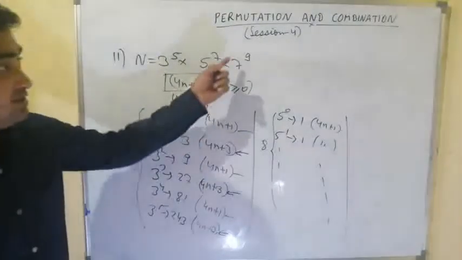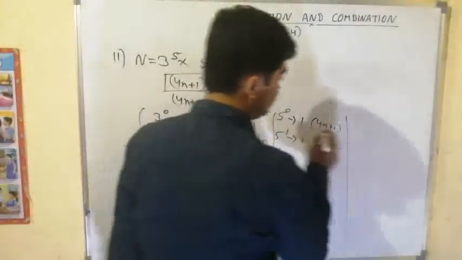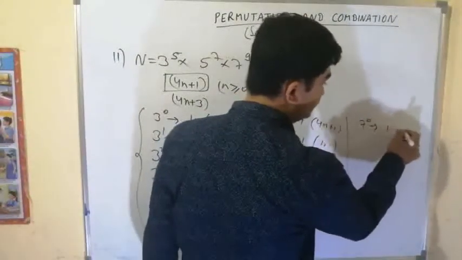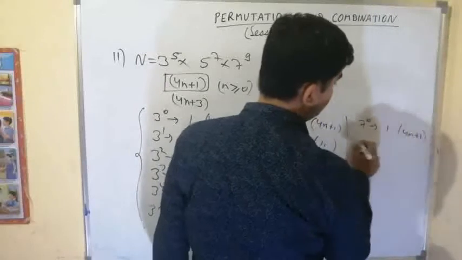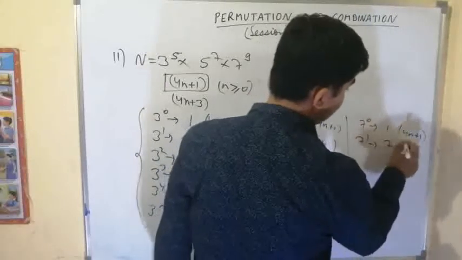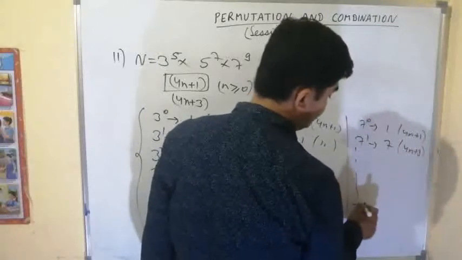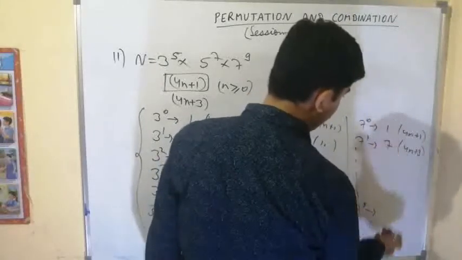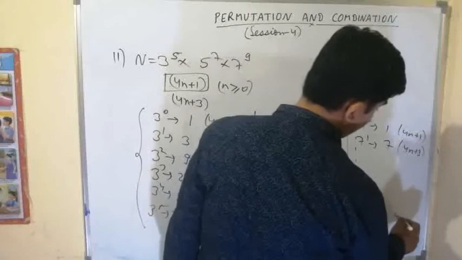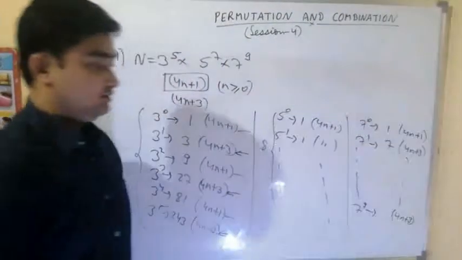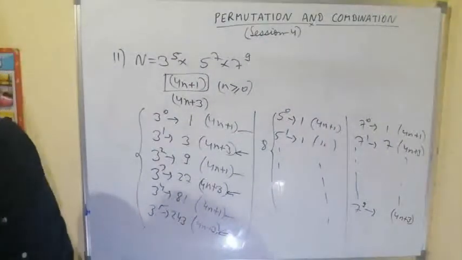Then 7 power 9. There are 10 choices with 7 and they are of the kind: first one is 1, which is 4n plus 1. 7 power 1 is 7, which is 4n plus 3. So here also it alternates. 7 power 9 alternates, so we will have 4n plus 3, right? Total 10 choices. Now what will happen?